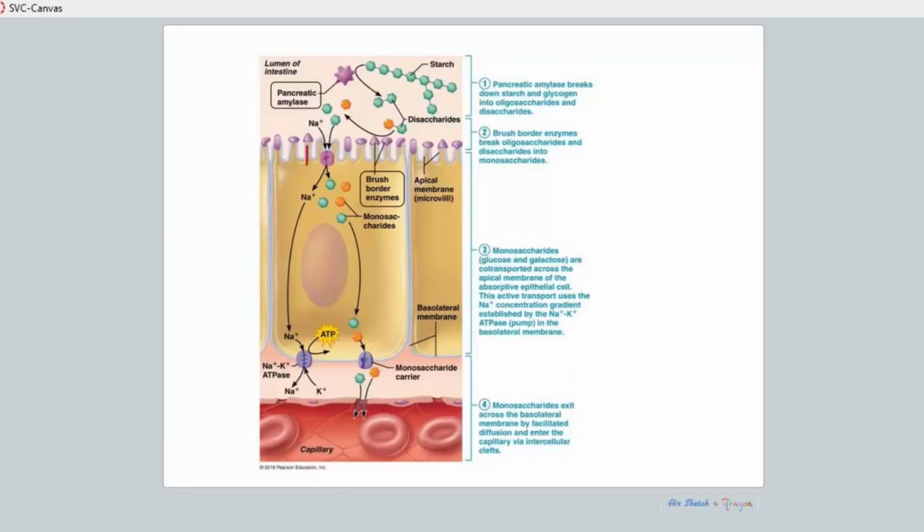So here we have our microvilli, and here we have brush border enzymes that are located in the lumen, but they're right there on top of the microvilli. What happens? Those disaccharides come into contact with these brush border enzymes, which break the disaccharides down into individual monosaccharides. And this is the form that carbohydrates can be absorbed from.